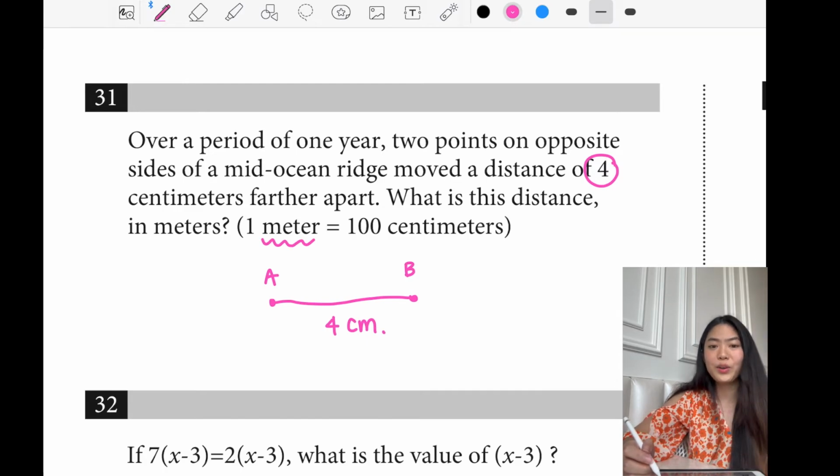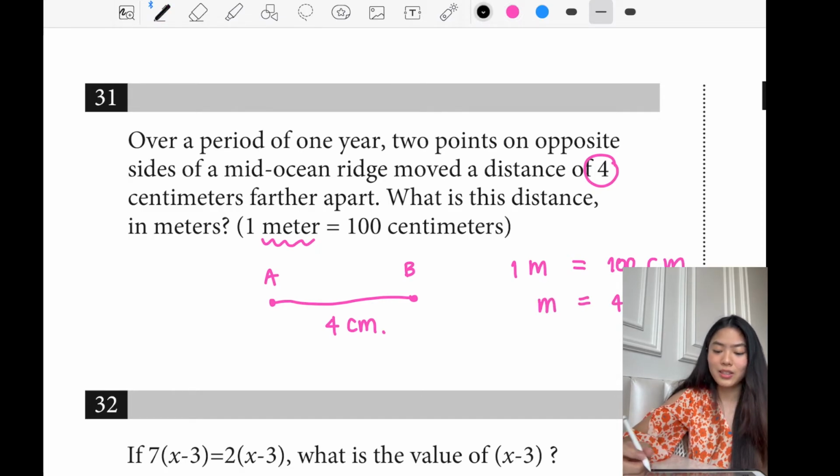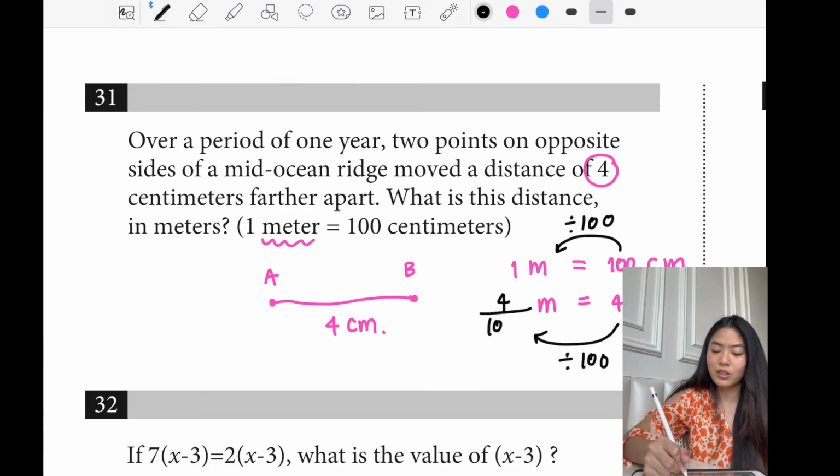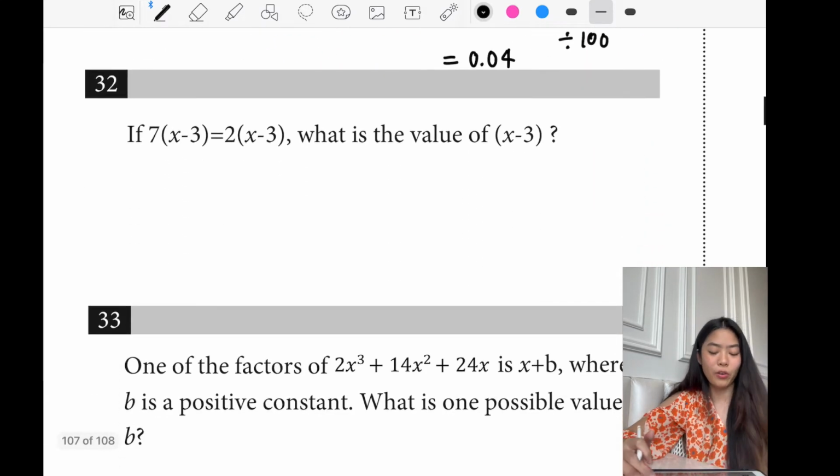So we try to convert the unit. If 1 meter equals 100 centimeters, then 4 centimeters equals how many meters? As you can see, we divide by 100, so from here we can also divide by 100. It's going to be 4 over 100, which equals 0.04.